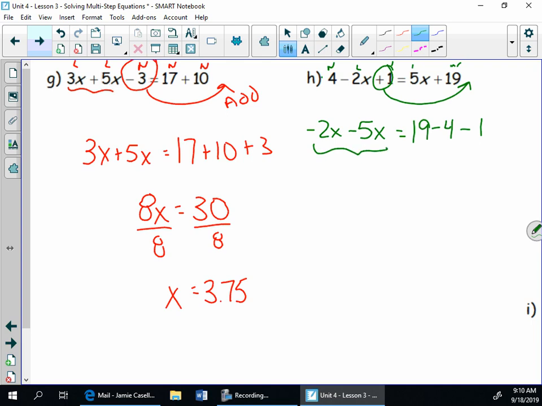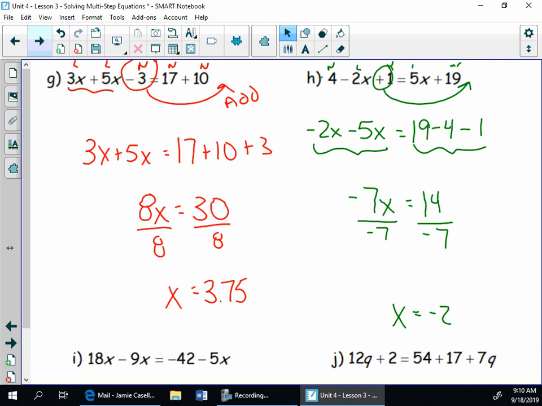So let's collect. That's negative 7x's. Over here, 19 minus 4 minus 1 is 14. But I want to know what just x is. So I have to divide by negative 7. What I do to one side, I do to the other. X is negative 2.